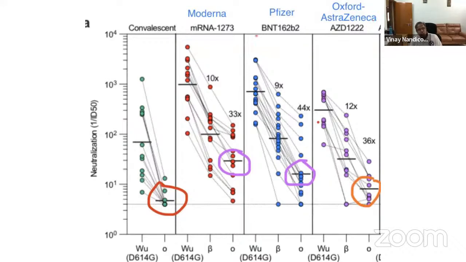Covishield vaccine. You can see that Moderna-vaccinated people can neutralize the original Wuhan variant that came about 2 years ago quite effectively. Delta, which was responsible for India's second wave, not as effectively. Omicron, even less so. That is the same case with Pfizer and the same case with AstraZeneca, or the Covishield vaccine. So all these things tell us that prior vaccination or infection does not protect us from Omicron infection.